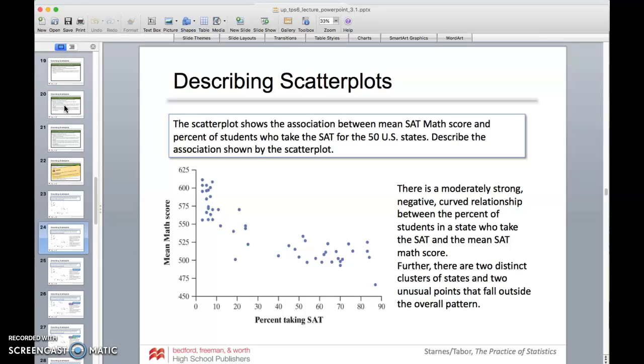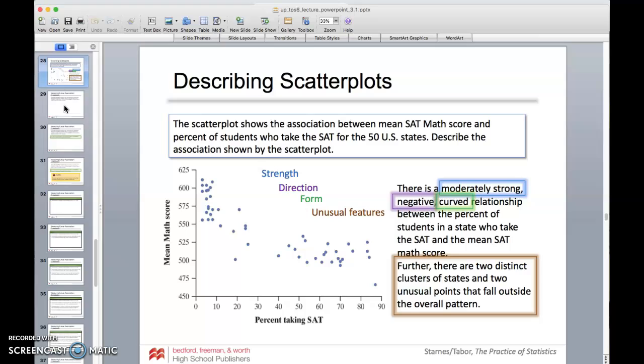Further, there are a couple of distinct clusters. There seems to be a cluster in the first part, and then in the second part, after you get around 50, 60, 70%, there seems to be another cluster. And then there are two unusual points that fall outside the overall pattern. When the percent is 20, there's that low one, and when the percent gets close to 90, you can see that really low one. So again, we talked about the strength, the direction, so negative, positive, or no association, the form, so nonlinear or curved, and we also talked about unusual features. Those are the things we would talk about when describing scatter plots.